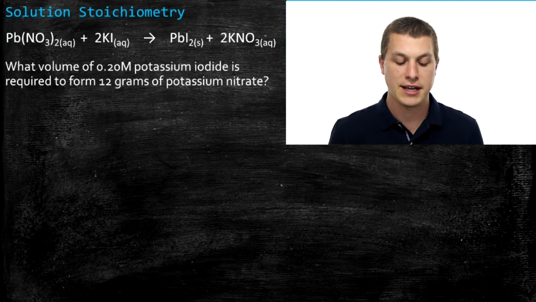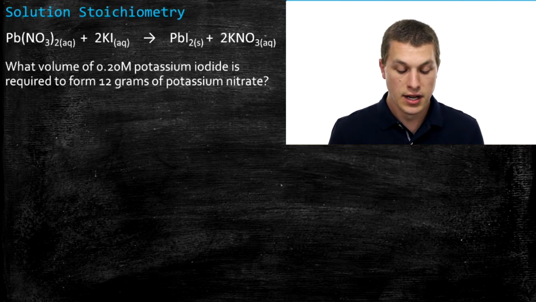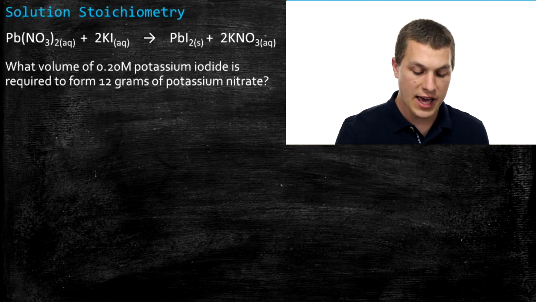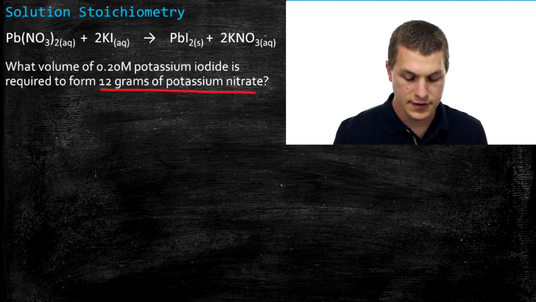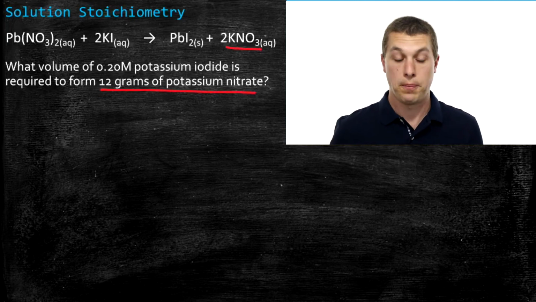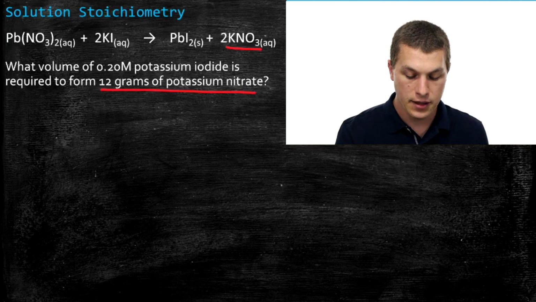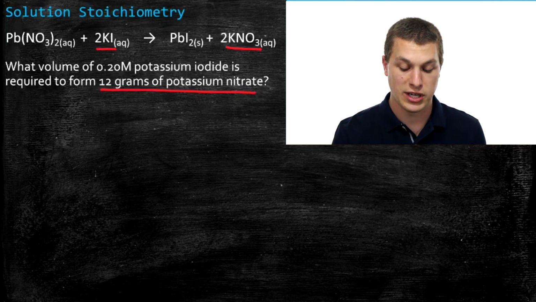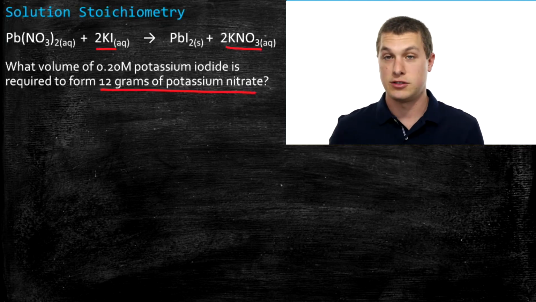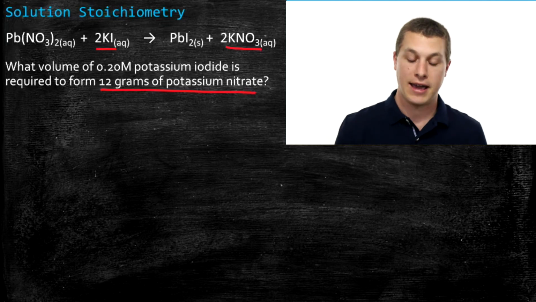So here we have the reaction of lead nitrate reacting with potassium iodide and going to lead iodide and potassium nitrate. And the question asks, what volume of 0.2 molar potassium iodide is required to form 12 grams of potassium nitrate? So notice that here we're given information about the product, 12 grams of potassium nitrate, and we want to go back to the volume of potassium iodide we must have added. So this is a common type of stoichiometry problem where instead of going from the reactants to the products, we're given how much comes out and we have to back calculate.